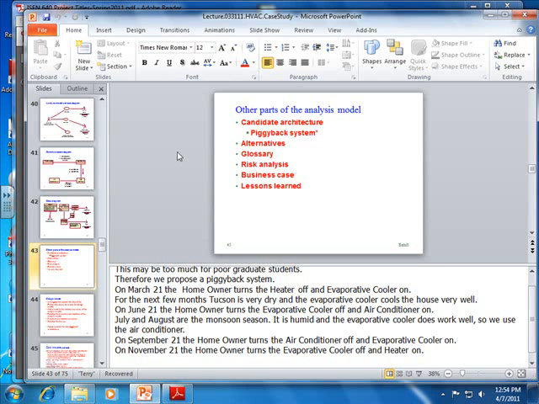Question? In August, it usually doesn't work well. Here, it is humid and the evaporative cooler does not work well, so we use the air conditioner. So the evaporative cooler doesn't work well in August. September is pretty hot.